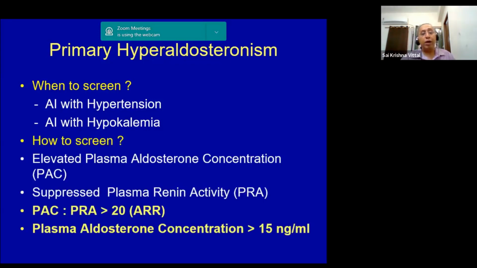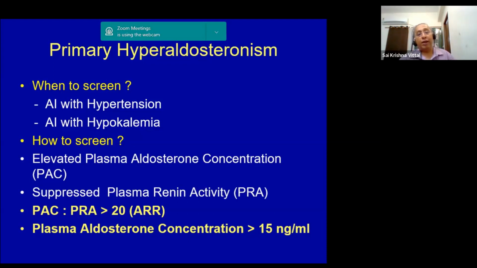And what will you do to pick up such a case? You will have to measure a plasma aldosterone concentration. You have to measure plasma renin, and aldosterone will be elevated and plasma renin should be suppressed. You have to demonstrate the elevated plasma aldosterone and suppressed plasma renin, and the ratio should be more than 20. That is, the aldosterone renin ratio should be more than 20 with the aldosterone concentration of more than 50 nanogram.